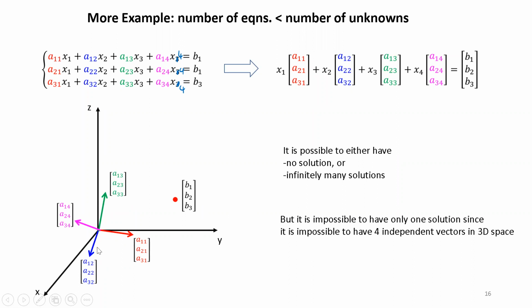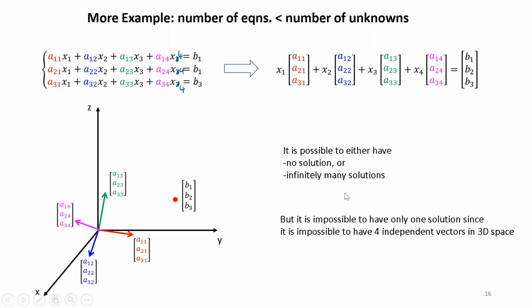If they are not just lying on the xy plane, so if just any one of them has some z component, then this time you can get to this vector. But in this case, even if you have a solution, it will be infinitely many solutions. It's not possible to have just one solution.